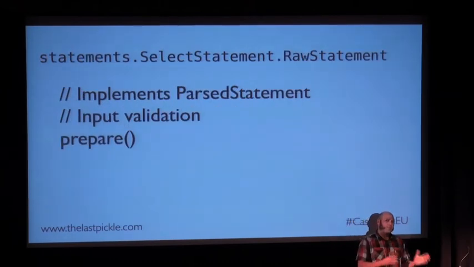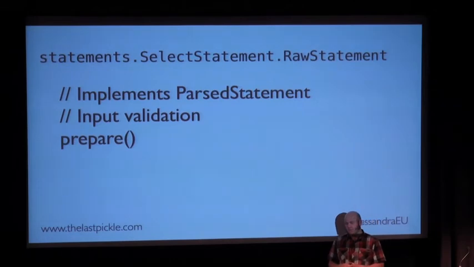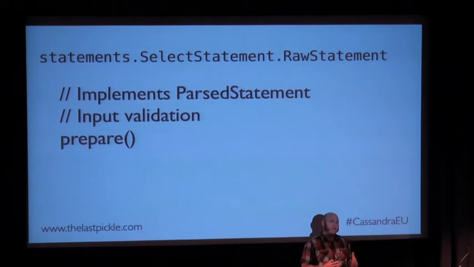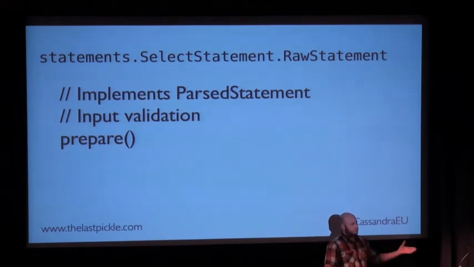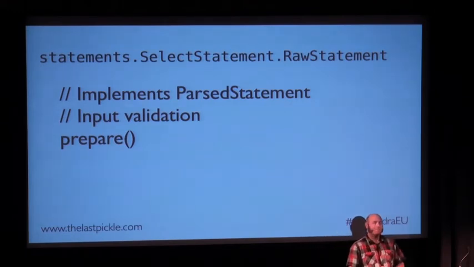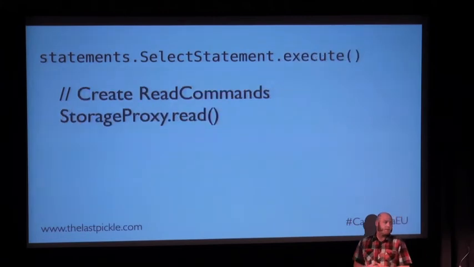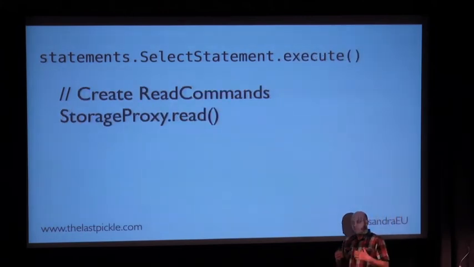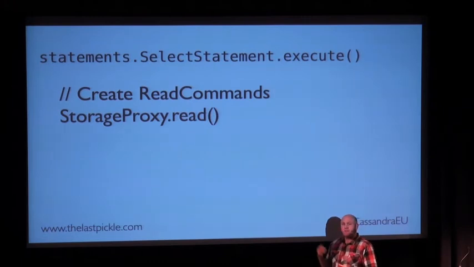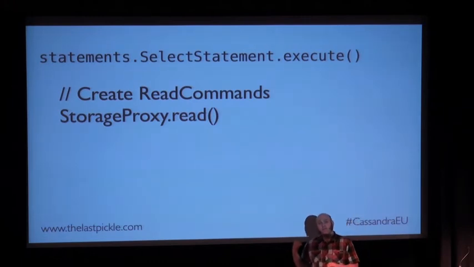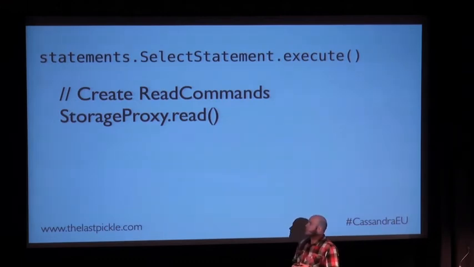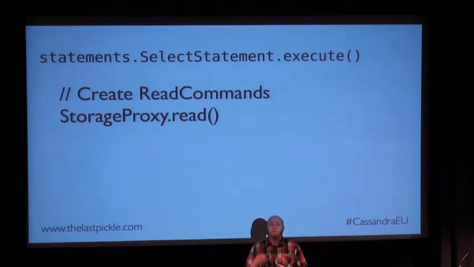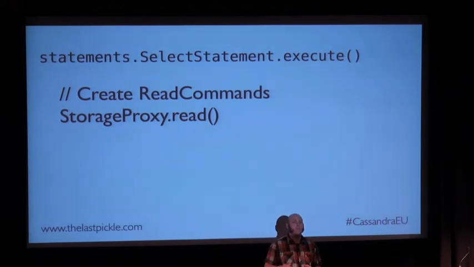Again, the equivalent of get slice is probably the select, the most complicated thing in the CQL language. Its parse statement is implemented with an internal raw statement class. The prepare then creates our select statement. The select statement in the execute creates read commands. These are the same types that we saw on the thrift side of things. And it hands those read commands to the storage proxy, and that's the same storage proxy that we saw on the read side of things, on the thrift side of things, sorry.